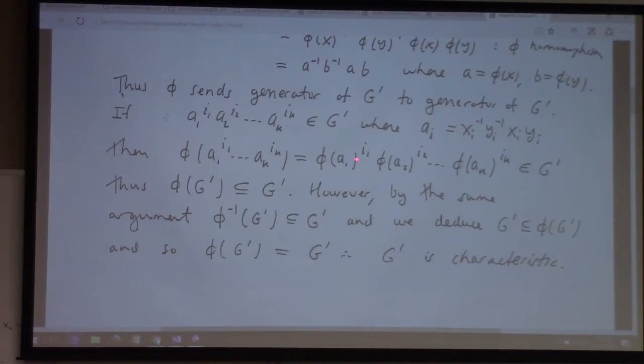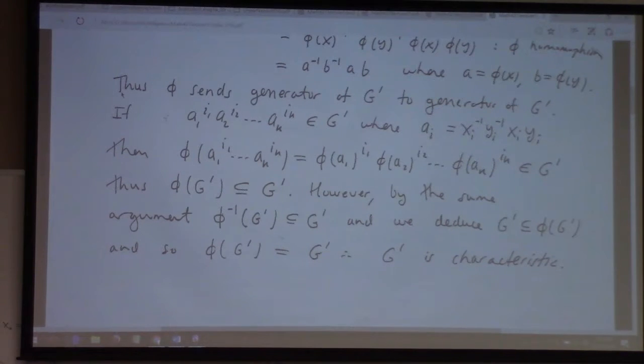So the point then is this is something in the commutator subgroup, something in the commutator subgroup, something in the commutator subgroup, either it or its inverse, but the inverse of something in the commutator subgroup is in the commutator subgroup. So consequently, we've shown that the image of something in the commutator subgroup is again in the commutator subgroup, provided that we're working with an automorphism of G. Consequently, phi of G prime is a subset of G prime.